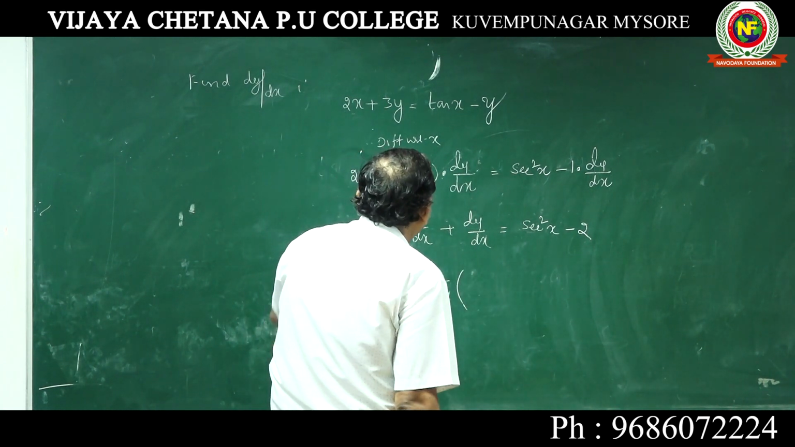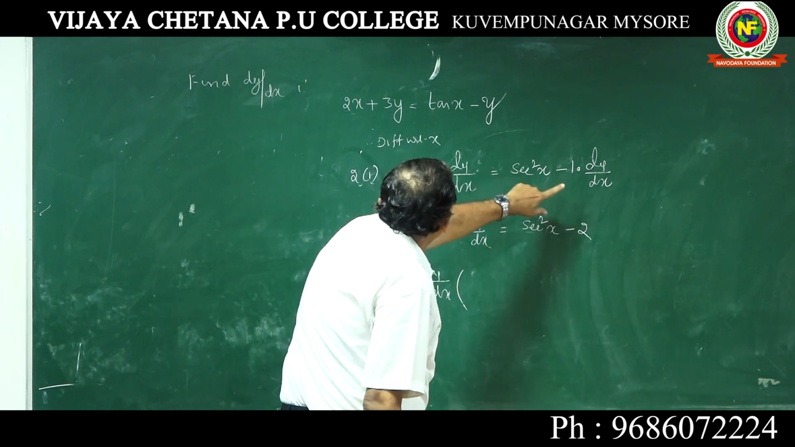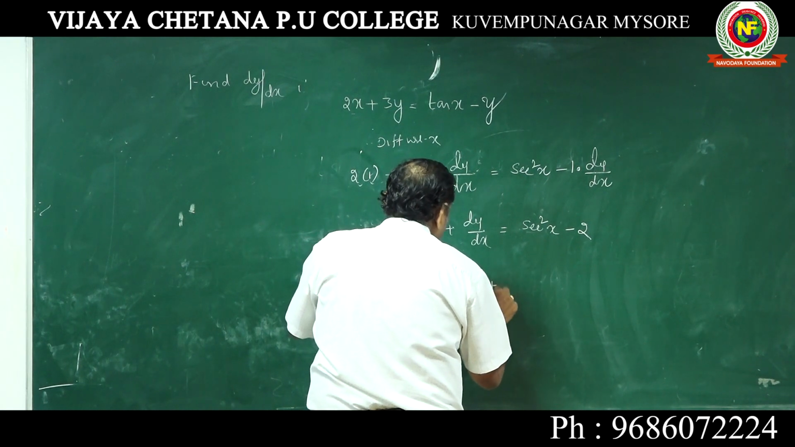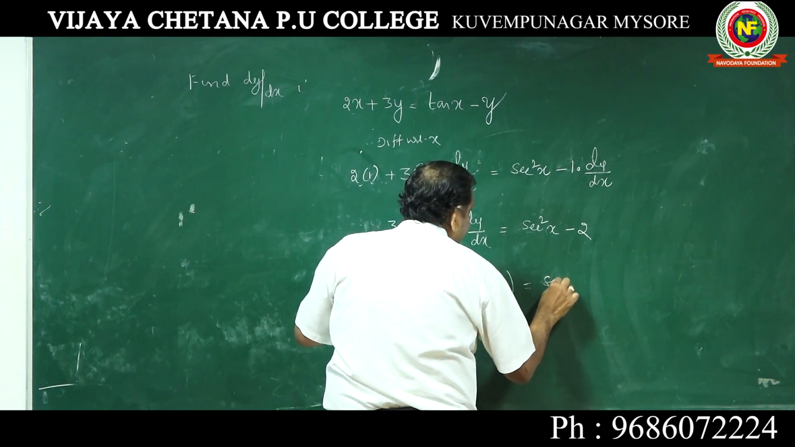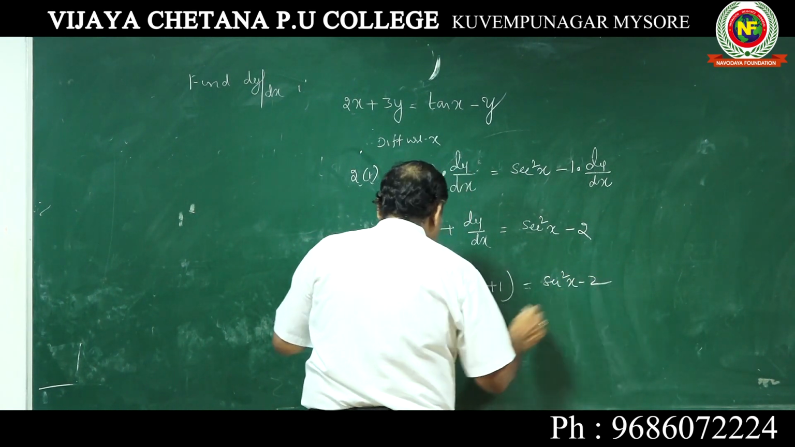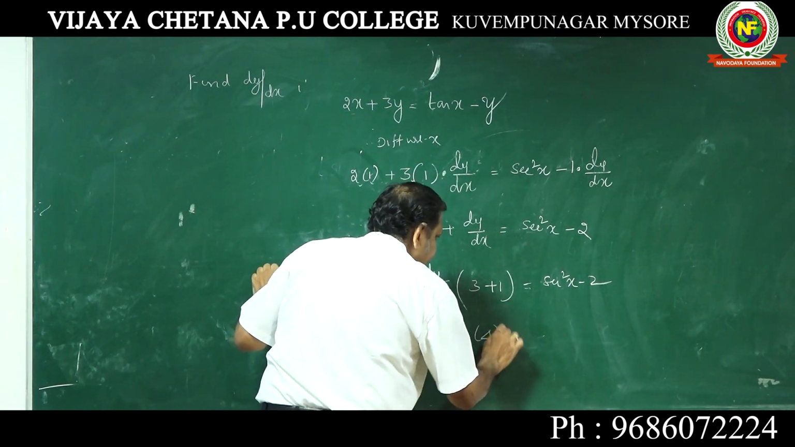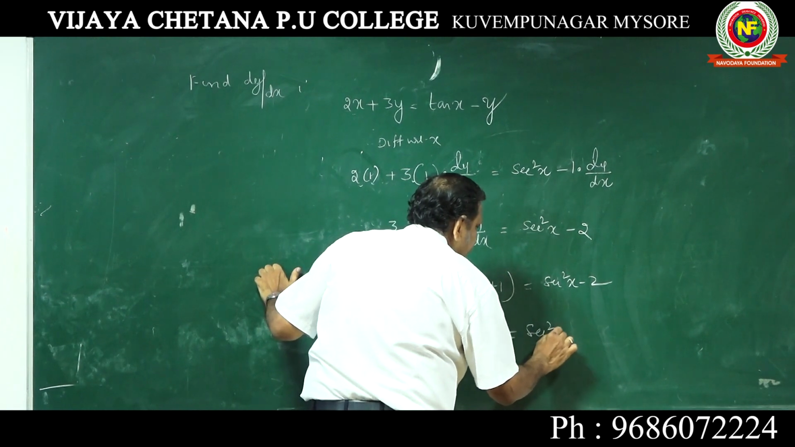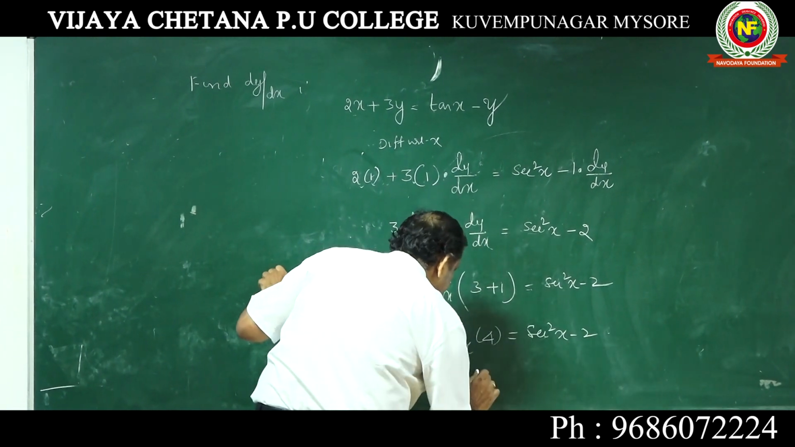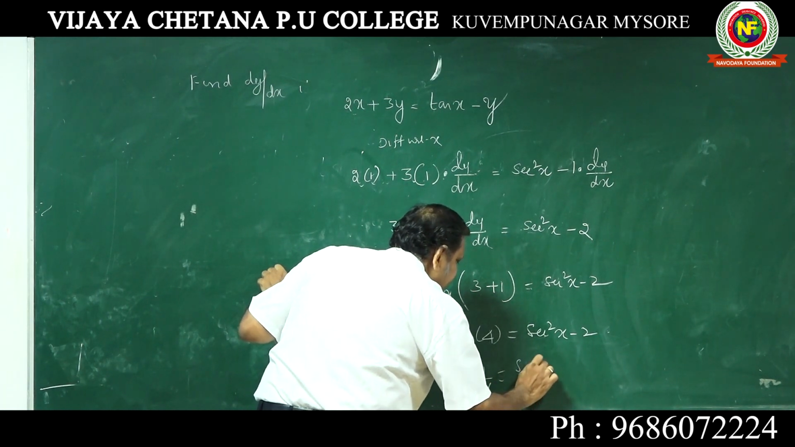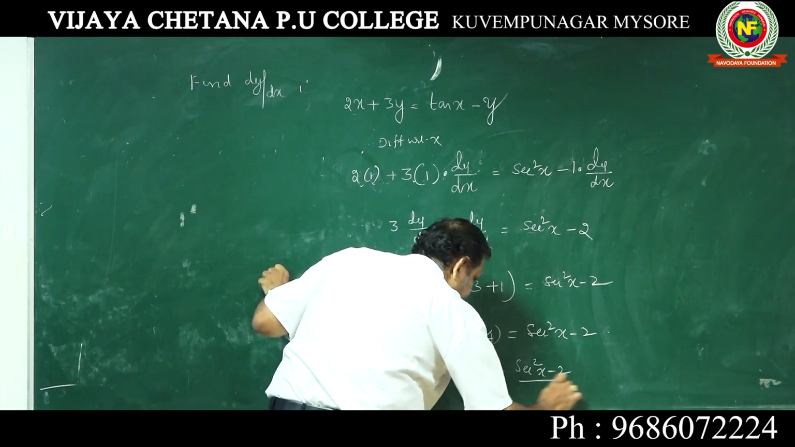3 dy by dx, and that is 1 dy by dx. Yes, if you remove 3 dy by dx, it is 3 plus 1, or it is secant square x minus 2, or it is dy by dx into 4 is equal to secant square x minus 2, or it is dy by dx is equal to secant square x minus 2 by 4. This is the answer.